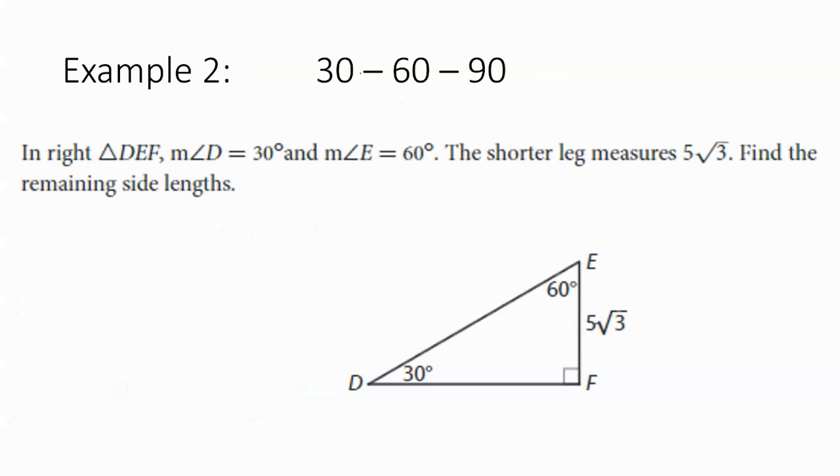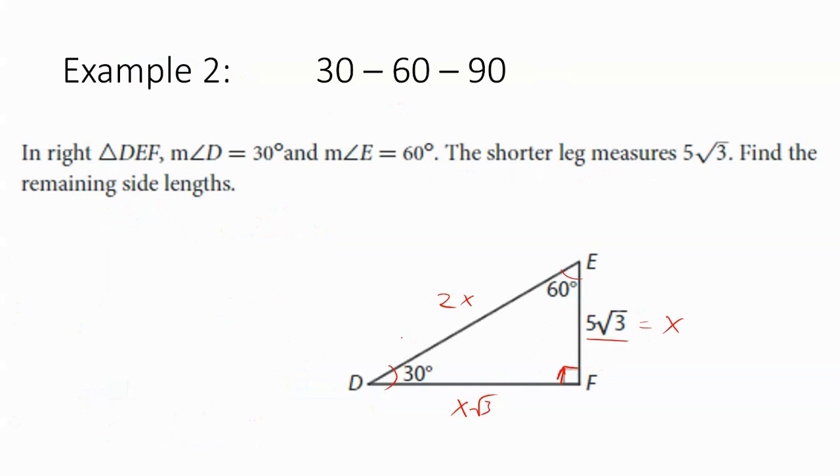So here's example 2. Again, we're dealing with 30, 60, 90 special right triangles. Basically they're saying the shorter leg happens to be 5 square root of 3. That's great because I know my ratios. The small guy is just whatever they give you, just x. The second smallest is x times the square root of 3, and then the hypotenuse has to be twice as much as whatever x is. All right, good to know.